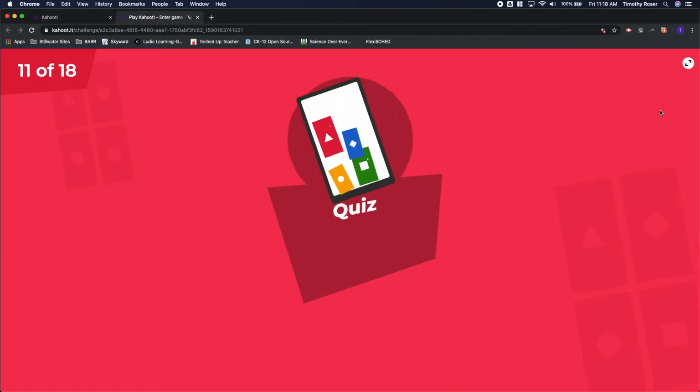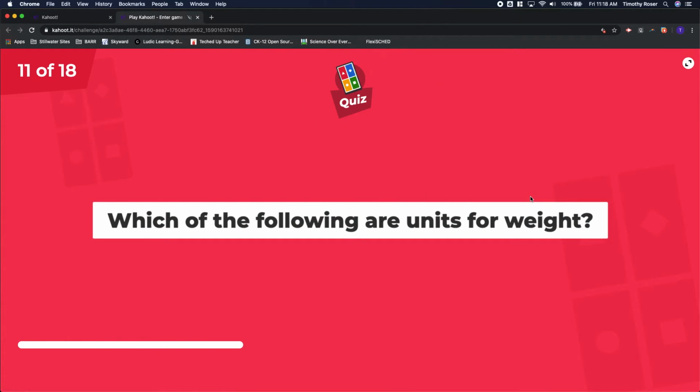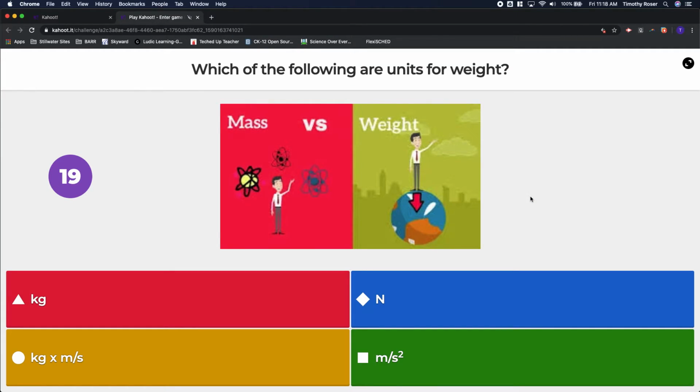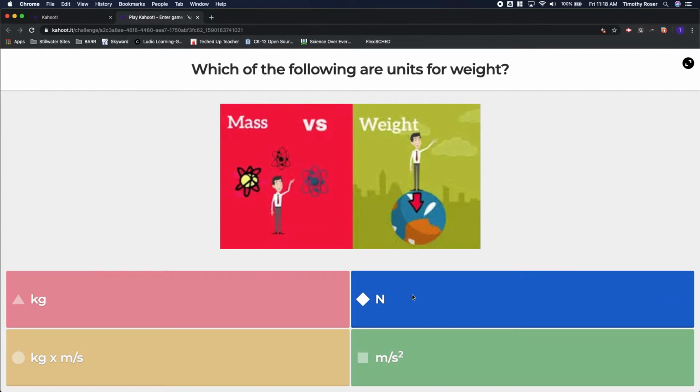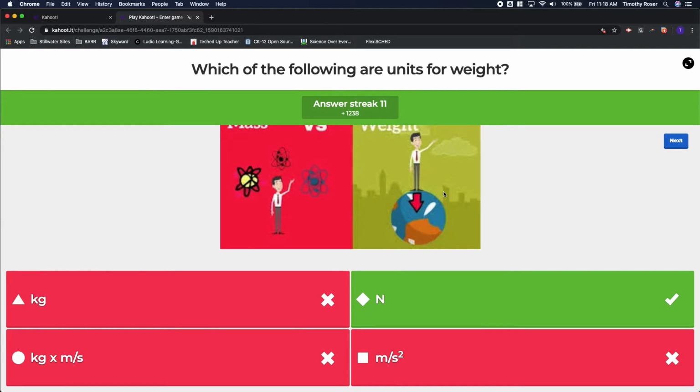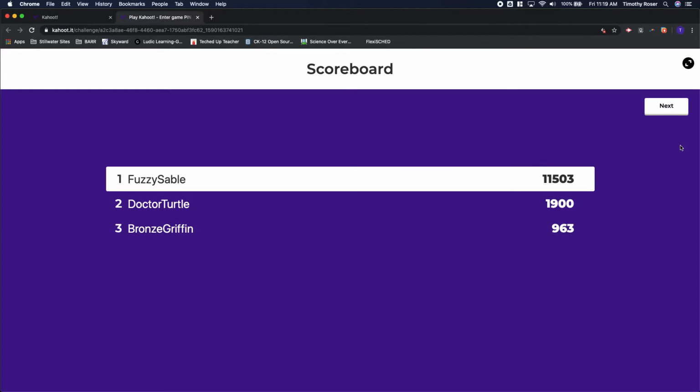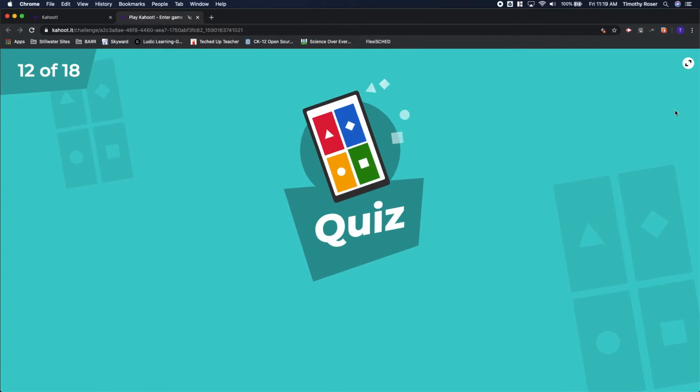All right, next. Which of the following are units for weight? Well, remember that we said that weight is equal to mass times acceleration due to gravity, and because that is a force, that means that weight is measured in newtons. Kilograms is mass, and mass is the amount of matter that makes up an object, whereas weight is the force exerted downwards.